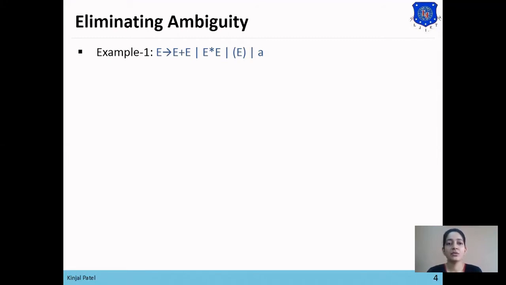First we'll try to set the grammar according to the precedence. Here plus, star and brackets, three operators are there in this example. Brackets have the highest priority, then star has the second highest priority and plus has the lowest priority. So we will set plus at the first level of the grammar as it has the lowest priority. So here you can see that E derives E plus E. This is our first level of grammar.